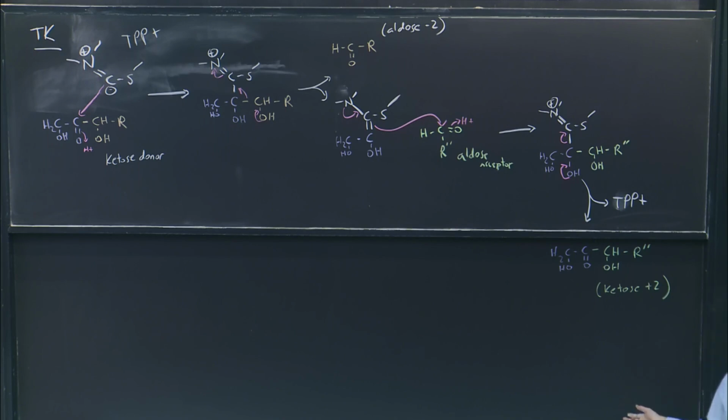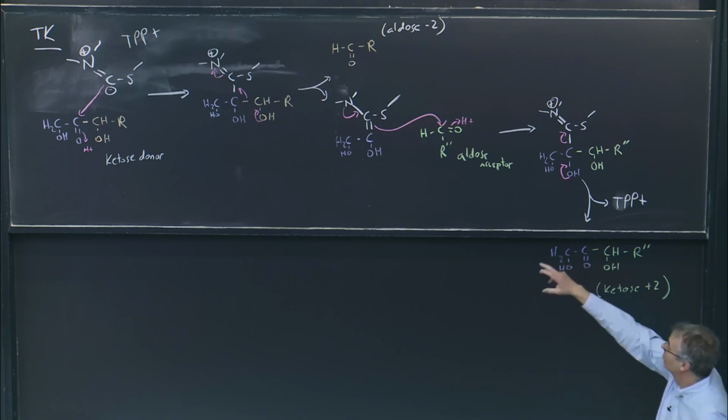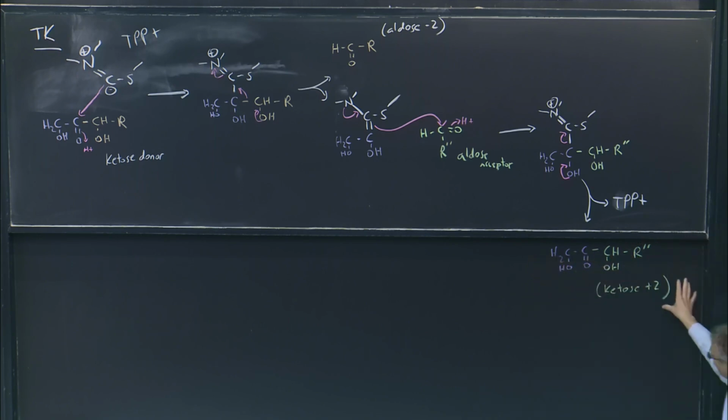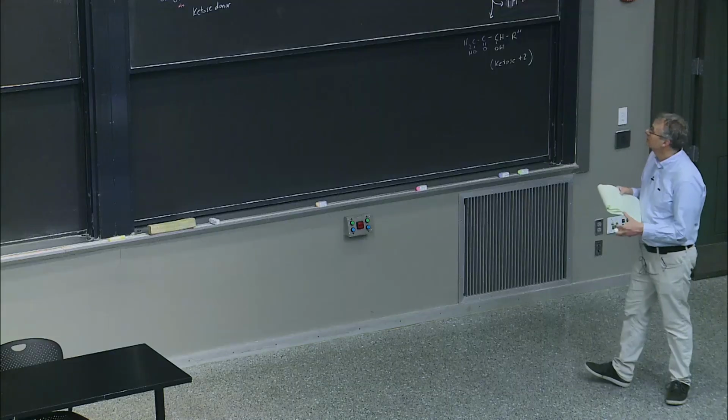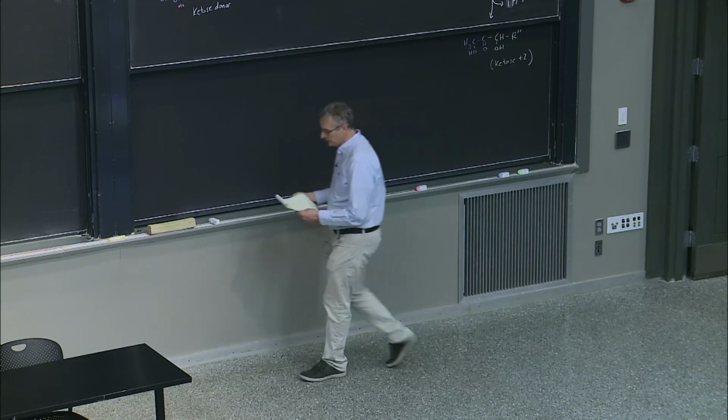And so the net result is that we take 2 carbons from the ketose donor, give them to the aldose acceptor. The ketose gets shorter by 2 carbons to become a shorter aldose, and the former aldose acceptor gets longer by 2 carbons to become a ketose. And this is basically repurposing very similar chemistry to what we saw for the decarboxylation of alpha keto acids. Okay? All right. So that's how transketolase works.